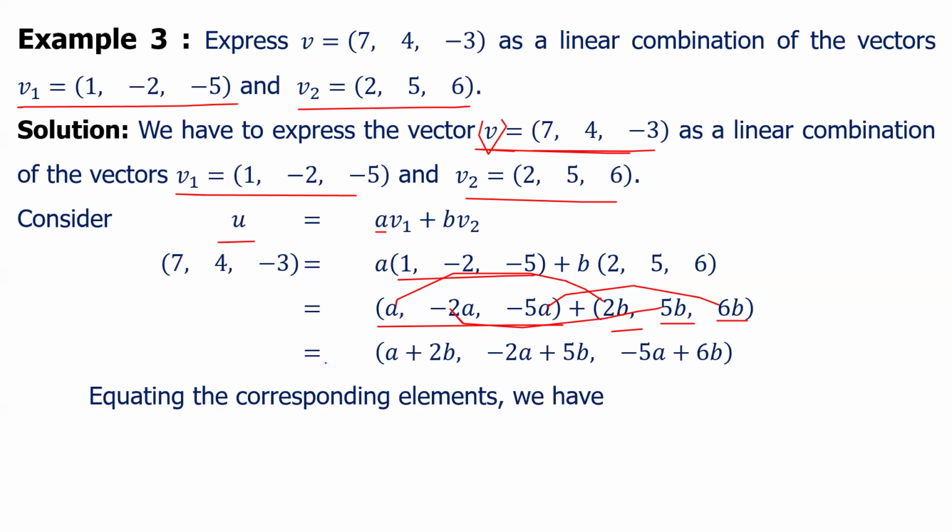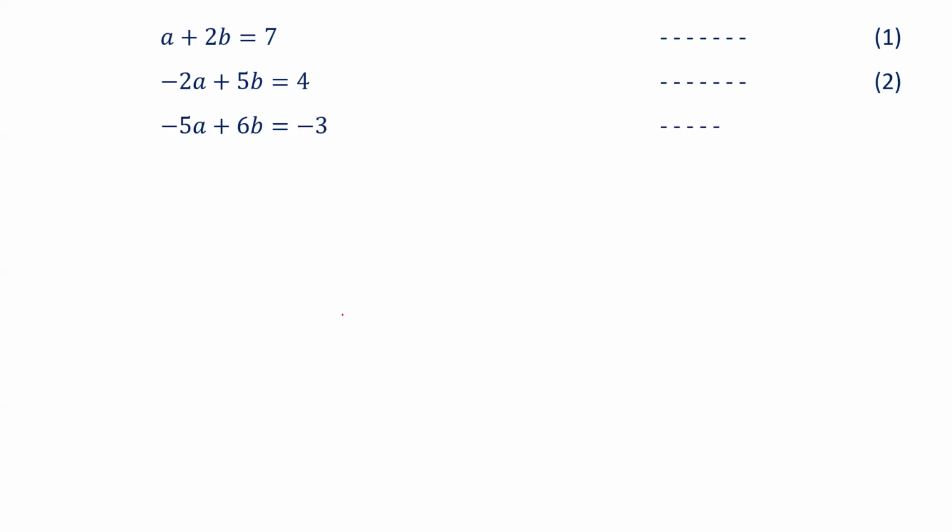Equating the corresponding elements, we have a + 2b = 7, -2a + 5b = 4, and -5a + 6b = -3. Let us take a + 2b = 7 as the first equation, -2a + 5b = 4 as the second equation, and -5a + 6b = -3 as the third equation. Let us try to solve equations 1 and 2.